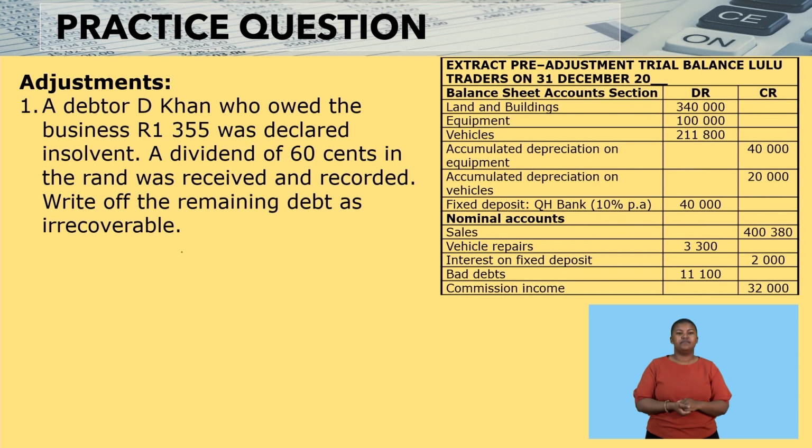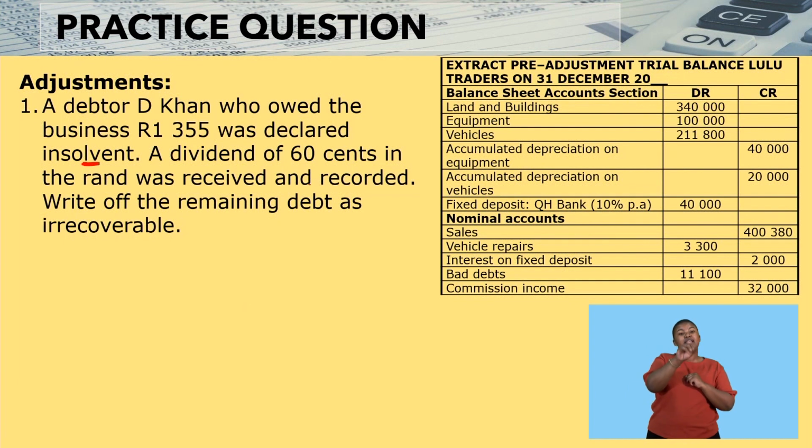It says, a debtor, Deacon, who owed the business 1,355, was declared insolvent. So when a debtor is declared insolvent, that means they are to be written off from our books. Are we together? They are no longer able to pay us. A dividend of 60 cents in the rand was received. So they then paid us 60 cents in the rand, and then we had to write off the remaining amount as irrecoverable. Very important that the difference must be written off as irrecoverable.